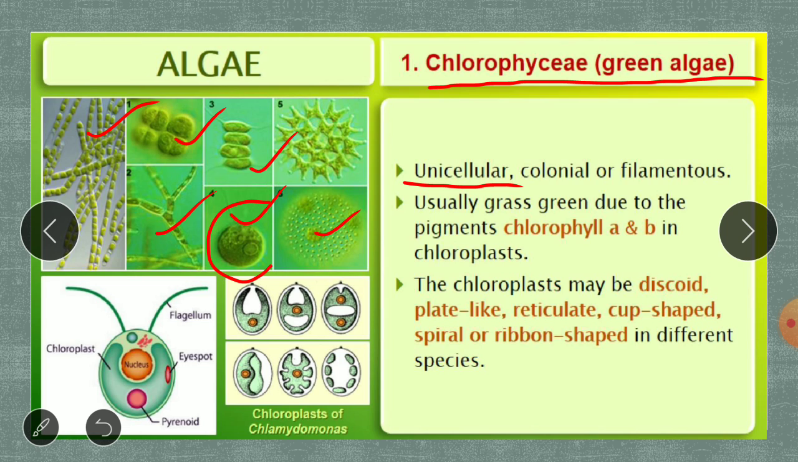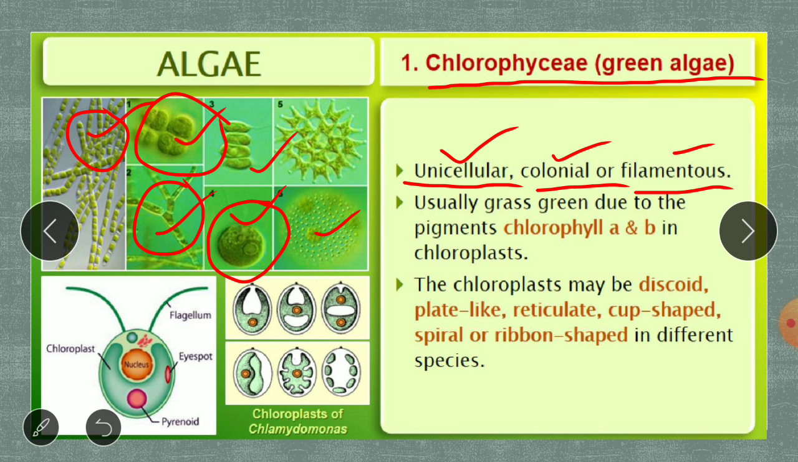So they are unicellular, like you can see here, or they can be colonial. Colonial means those which are found in colonies or groups. Here you can see this can be considered as colonial, or it can be filamentous. So these are the filamentous forms of the algae, filament-like, longitudinal. So the green algae can be unicellular, colonial, or filamentous.